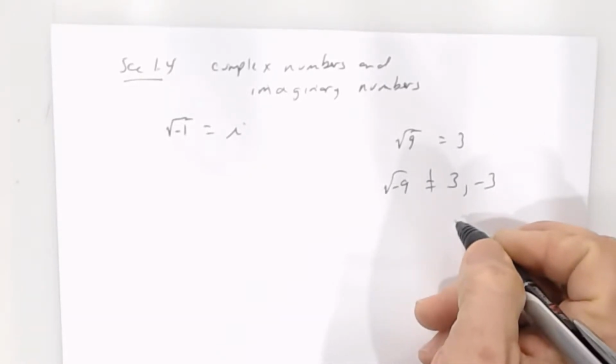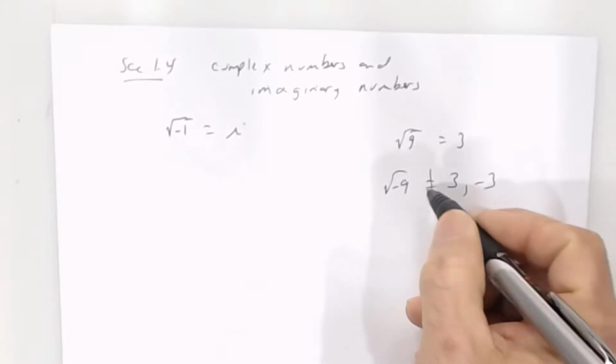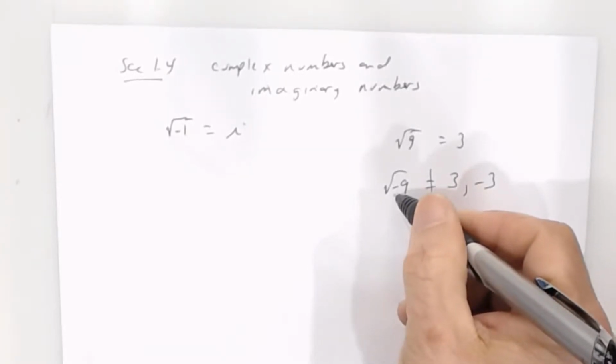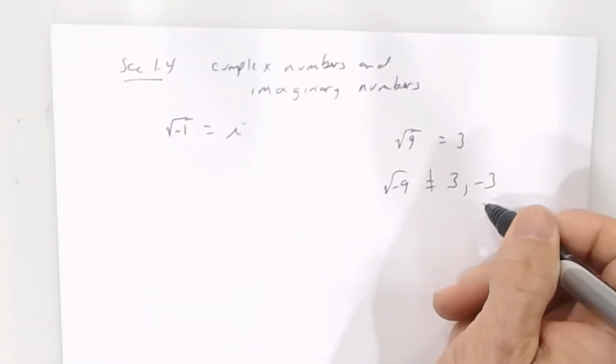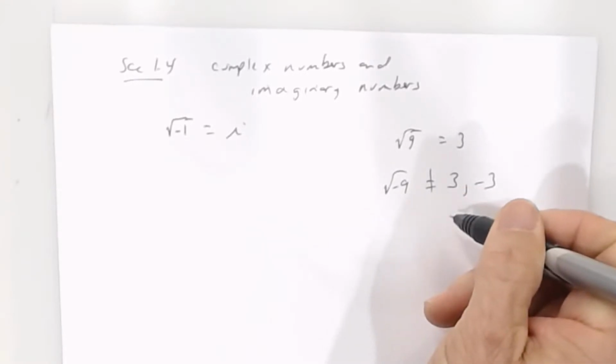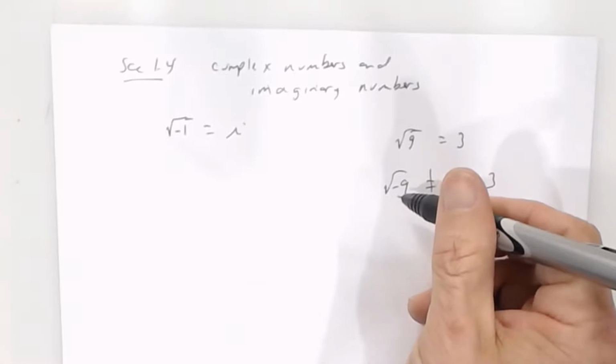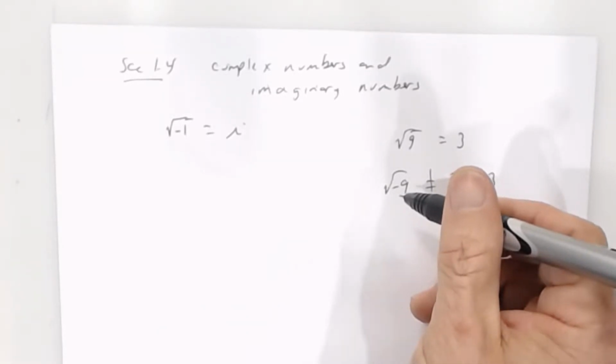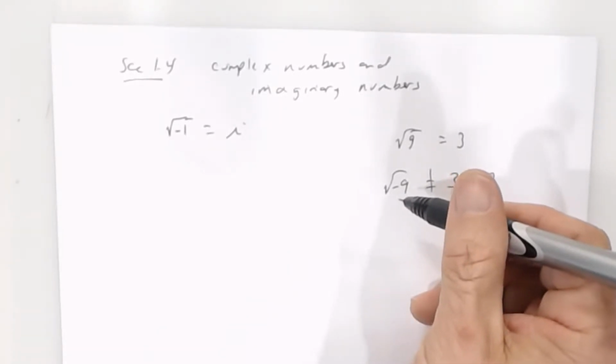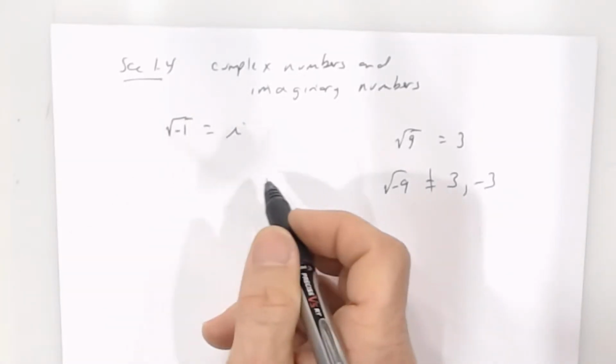Because what's 3 times 3? 9. Not negative 9. What's negative 3 times a negative 3? 9, not negative 9. So you can't take the square root of a negative number. That's where we get that imaginary number. That's where we get that i from. So the square root of a negative 1 is defined to be i.